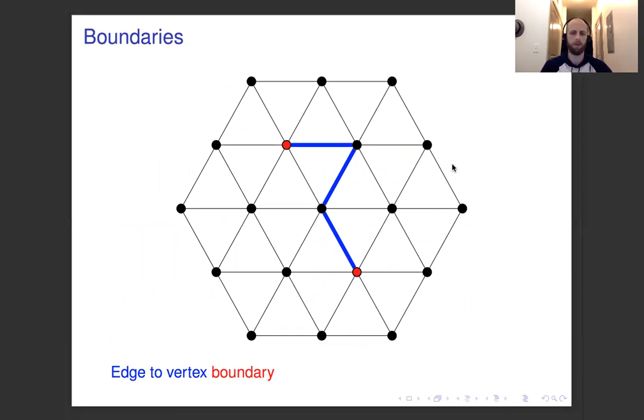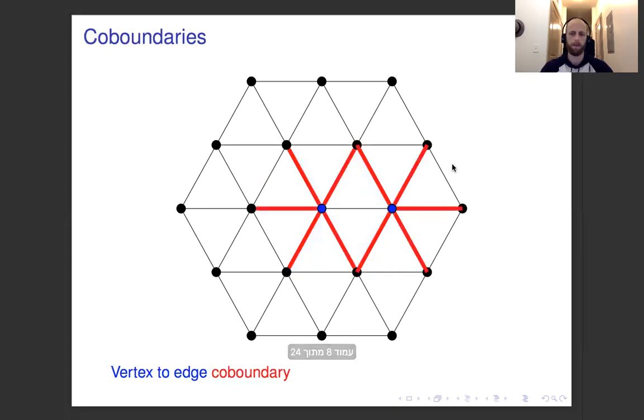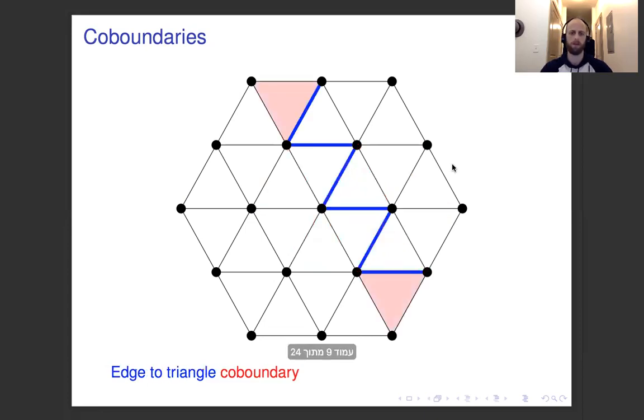If you take the following complex, which is the tessellation of the plane with equilateral triangles, and you have the following set of blue edges, then its boundary is the following set of red vertices. And similarly, the boundary of the set of blue triangles is the following set of red edges. Here, the co-boundary of the set of blue vertices is the set of red edges, and the co-boundary of the set of blue edges is the 2 red triangles.